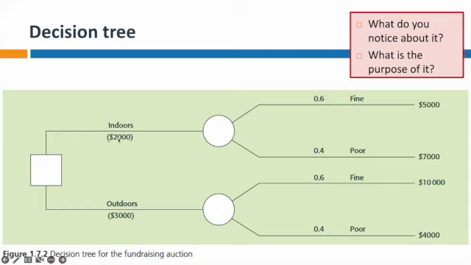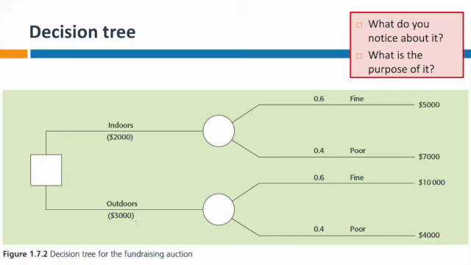Now you see also some number here in dollars, and it's put in brackets. Usually when we have something in brackets, in business management it means it's a minus. So this will actually be the cost. How much does it cost to create a fundraising auction indoors? How much does it cost to create a fundraising auction outdoors?